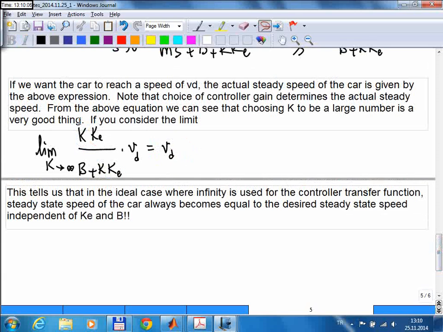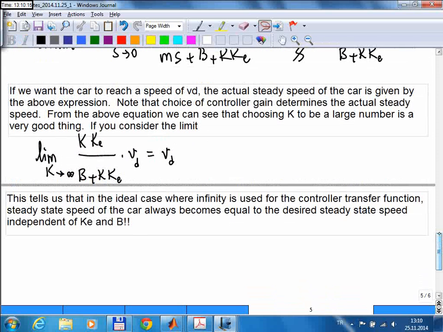Well, obviously, using infinity is not a very realistic case, and we will see why. But for now, I think it's enough to say that at least we can see that if we can choose very large values, then it will be a very good thing. Okay?